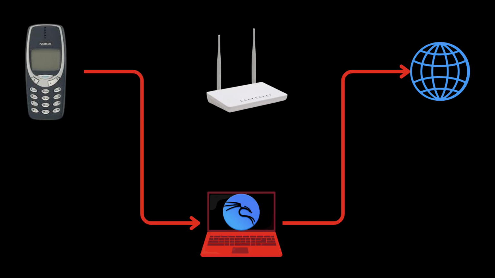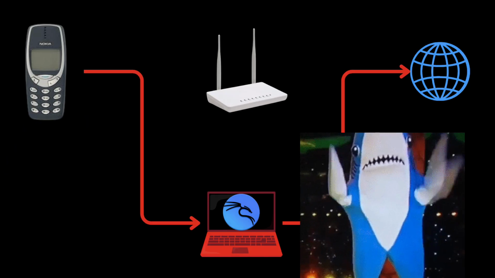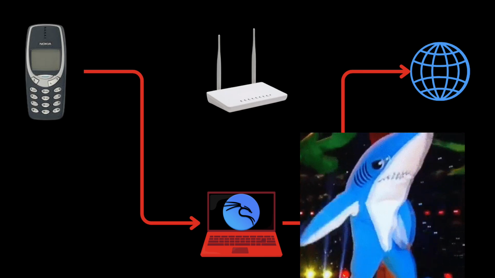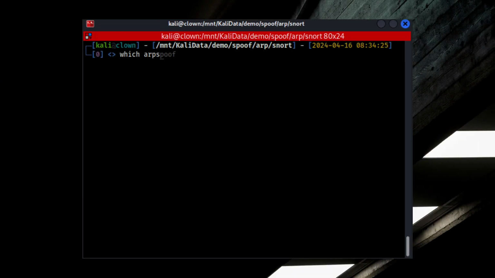To confirm that the attack is working, I will use Wireshark on my Kali machine and observe the traffic. The tool that I will use to send the gratuitous ARP frame to my smartphone is arpspoof.